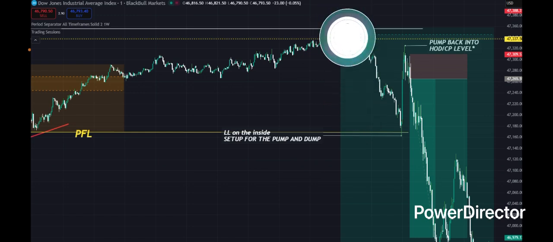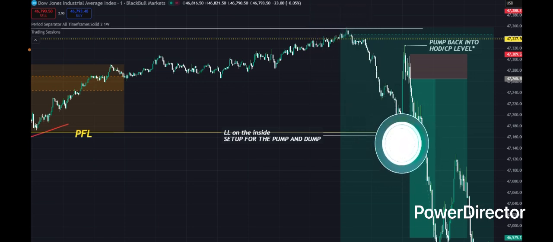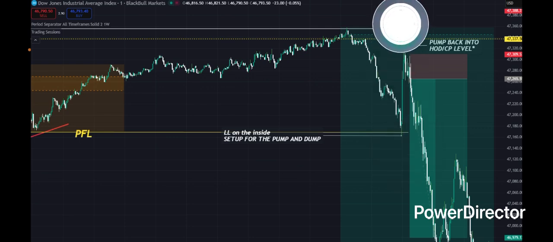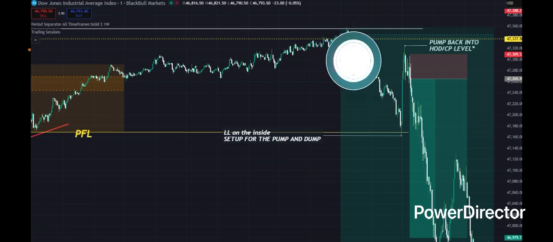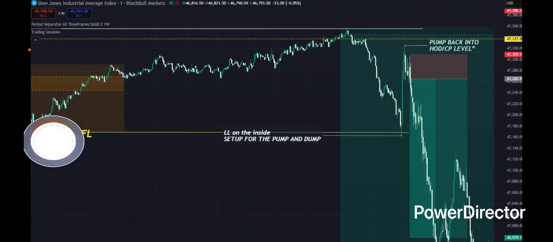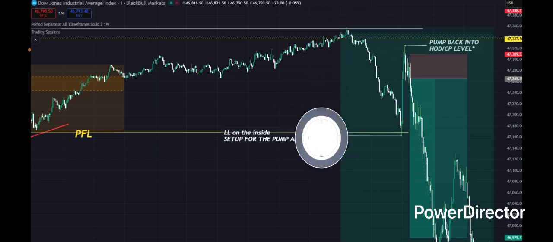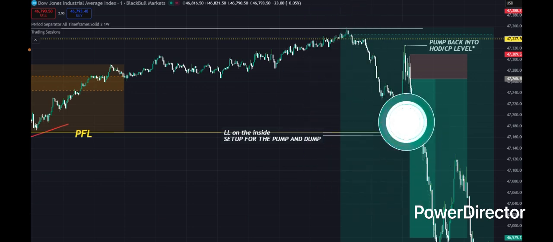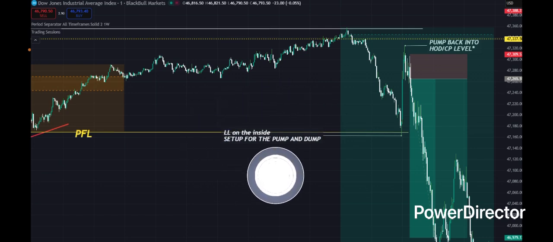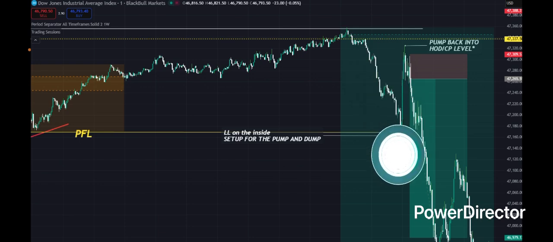Once that happens, the market begins to sell off slightly. We come down, and this is before 9:30. At 9:30 are these big bullish candles right here that spike back into the high of the day level. So just before going into 9:30, we are trading lower. We take out that peak formation low from London. We just wick through it the same way we wicked through the Tokyo high of the day. We wick through the London low of the day, putting in a lower low on the inside, which is the setup for the pump and dump. So we put in that low.